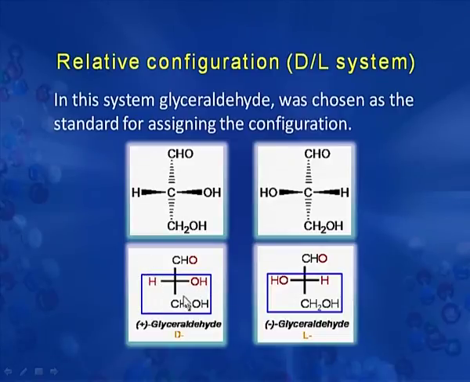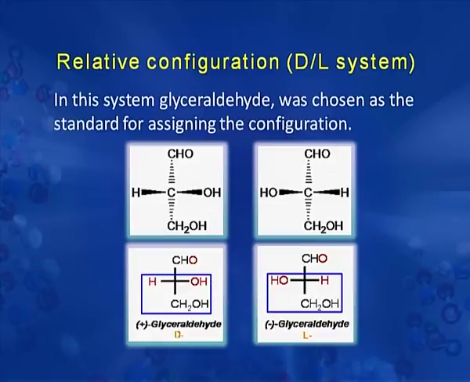The configuration around this carbon is compared with a particular carbon in any other compound, and that was assigned a particular configuration. When this system was given, it was not known which of these two configurations represents plus glyceraldehyde or minus glyceraldehyde. Arbitrarily, it was chosen that when written in Fischer projection, the compound that has the hydroxyl group on the right is called plus glyceraldehyde. Later on, when methods were available, this was found to be true.